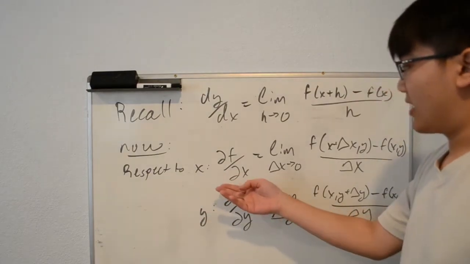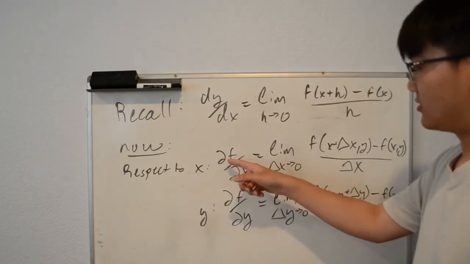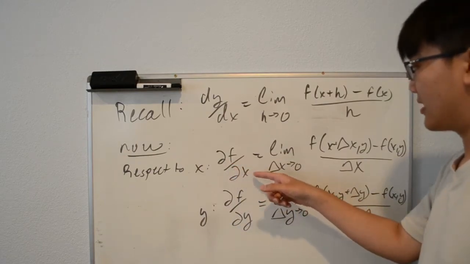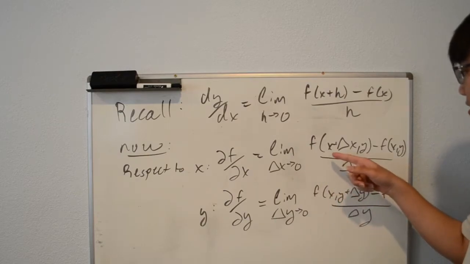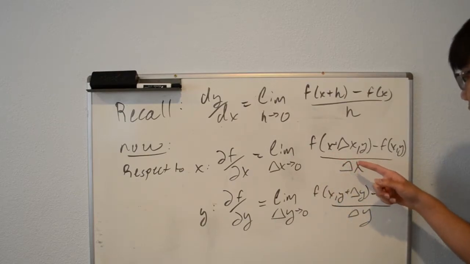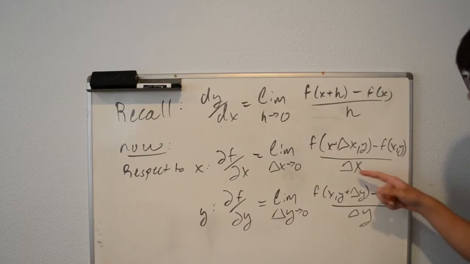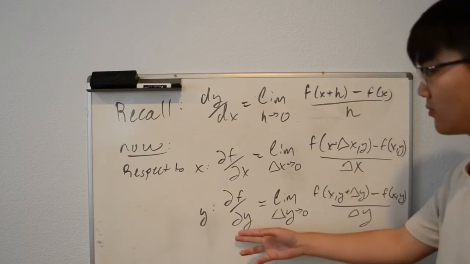So if you do respect to x, you would have the partial derivative of x, where the limit of delta x goes to 0 for f of x plus delta x, y minus f of x, y over delta x. And the same would be for y.